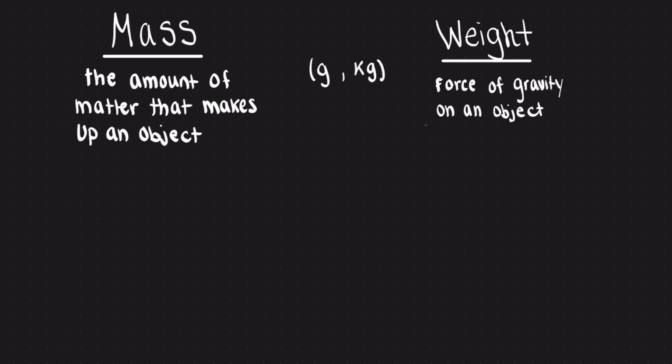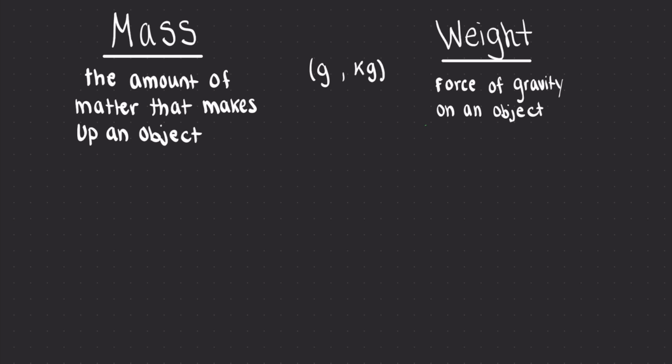Let's take a look at the difference between mass and weight. Even though these terms are sometimes used interchangeably, they're actually very different. Mass is defined as the amount of matter that makes up an object, or in other words, it's the amount of space that an object takes up. Weight, on the other hand, includes the force of gravity on an object.